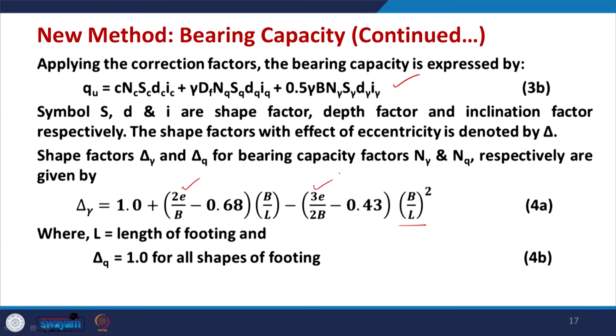Then the second factor, delta Q, is considered 1 for all shapes of footing, that means irrespective of the shape of the footing, delta Q is assumed 1, that means there is no effect of this factor.